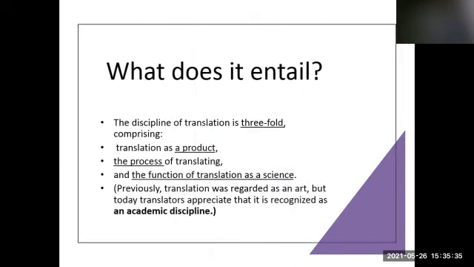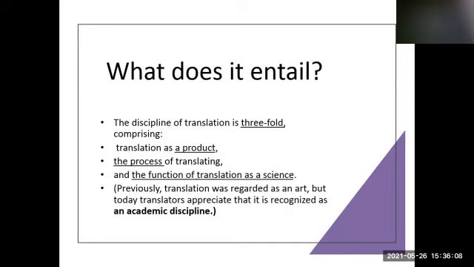What does this process entail? What does it generate? If I say I am going now to translate, what does that mean? What is the job description? Now, the discipline of translation entails three things. This is what we mean by threefold.